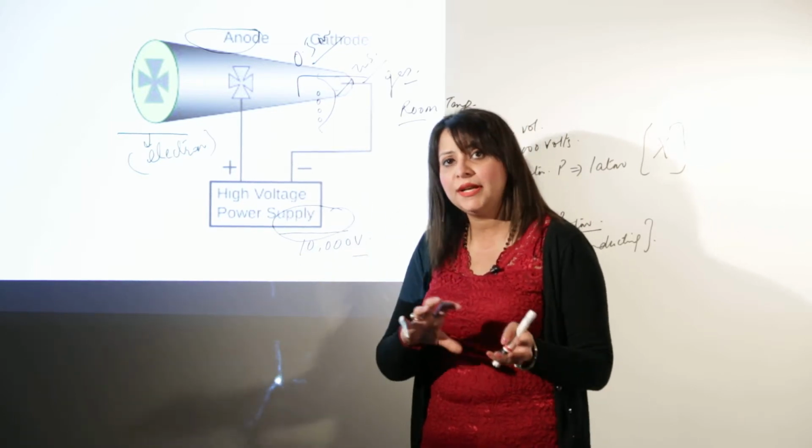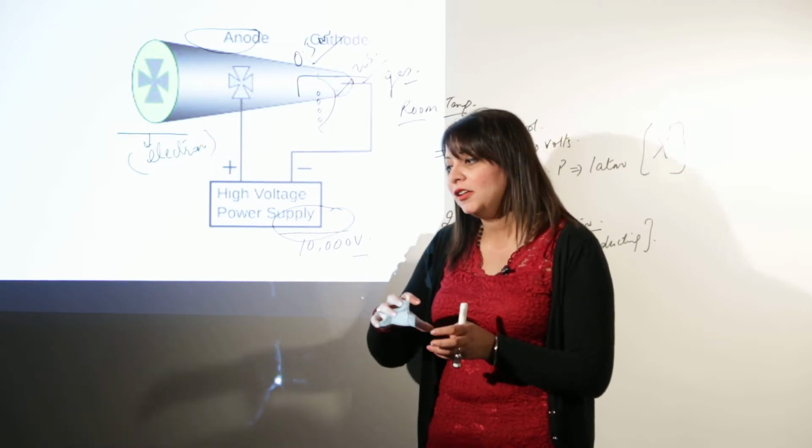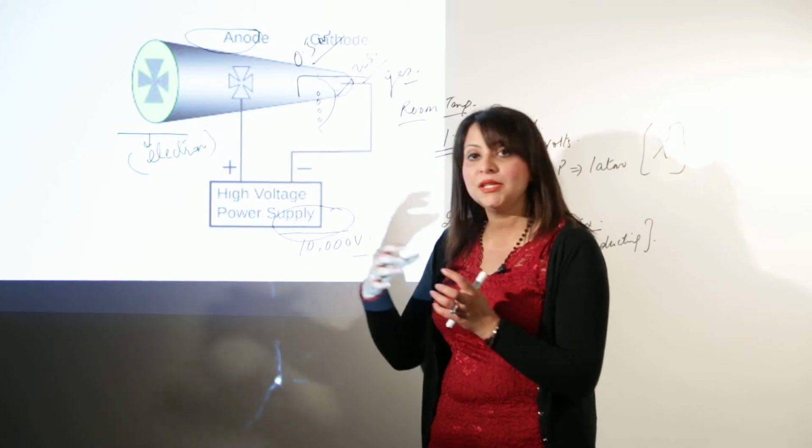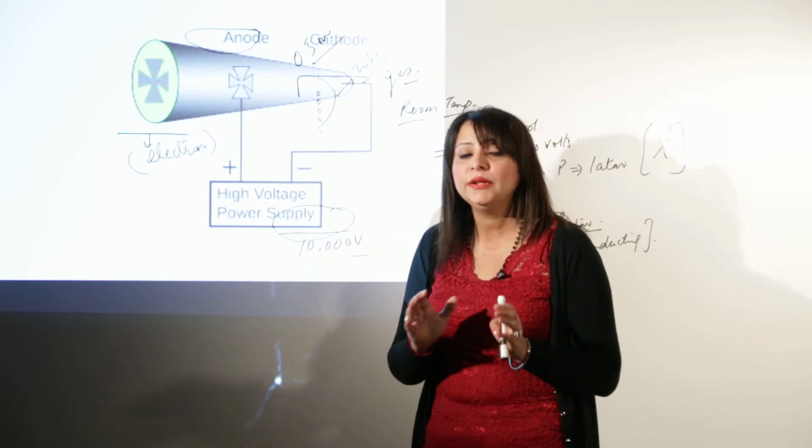Because we know cathode rays are made up of electrons, whether I take the property of the stream of electrons or the properties of cathode rays, it is one and the same thing. So don't get confused.